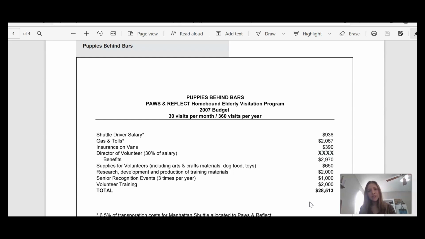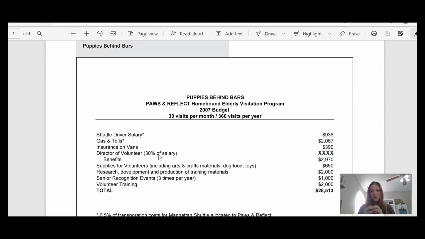I really like that it looks like they've considered the true cost of this program here. They're taking into account the fact that they have to have a shuttle driver and pay that person's salary. And they're also accounting for their director of volunteers' salary. That is, I think, so important because that is the person, as they stated earlier in their proposal, who is driving and managing most of this initiative. So they've got to cover that person's time as a paid staff person as part of the program expenses.